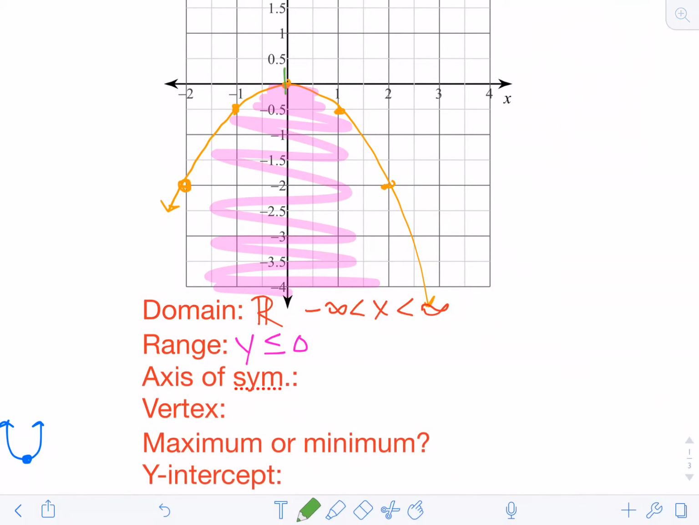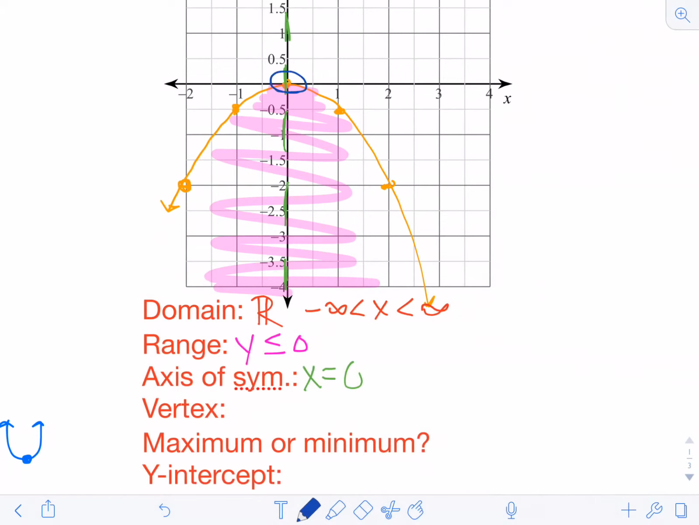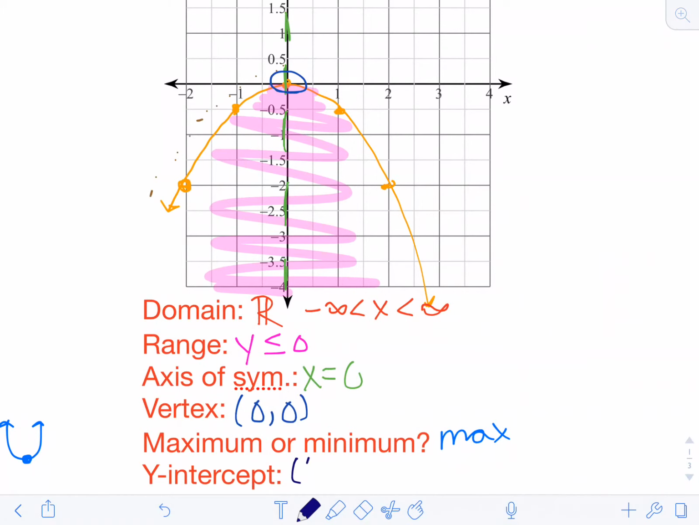Axis of symmetry is right here where you cut your graph in half. It's going to be the same x value as your vertex, and so that is going to be x equals 0. Your vertex is either the highest or the lowest point. That's at 0, 0. If I were looking at this as a little mountain or a hill, and I'm walking along, this is the top, the highest point, so we're going to call this the maximum. So that's your max. And your y-intercept is where it crosses the y-axis, so again, that's at 0, 0.